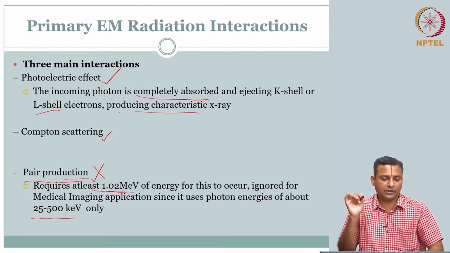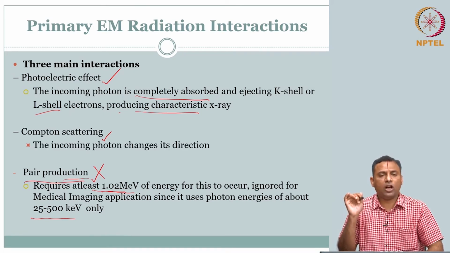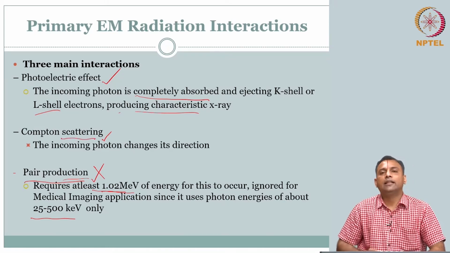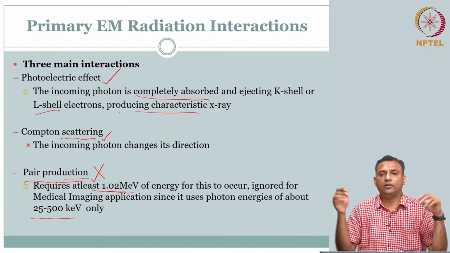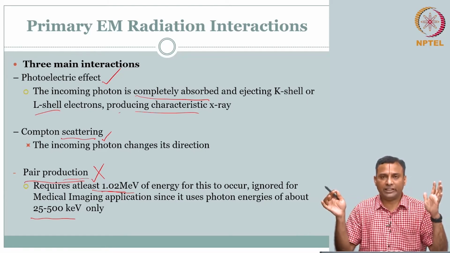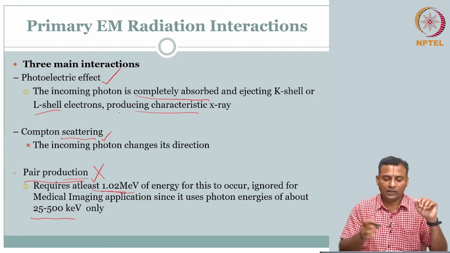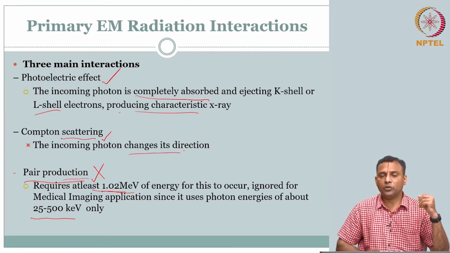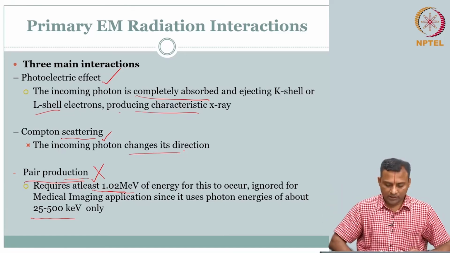That much is straightforward. If it is Compton scattering, as the name suggests, scatter means directional, something to do with bouncing off in different directions. That is why it is scatter. So, the incoming photon changes its direction. It loses energy and changes direction.